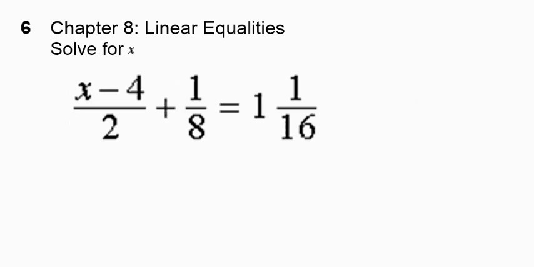And finally, question 6 comes from chapter 8 on linear equations, solve for x. Now in questions like this, you could, if you wanted to, get rid of the constant first by subtracting 1/8 from both sides. Or if you're a little savvy, you might want to multiply both sides by 16. Either way, you'll be able to solve for the value of x.